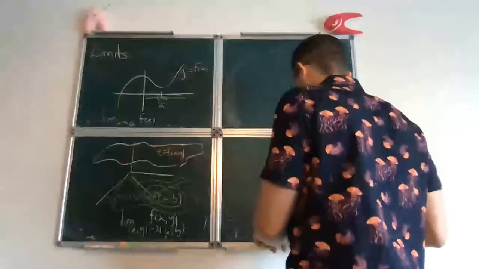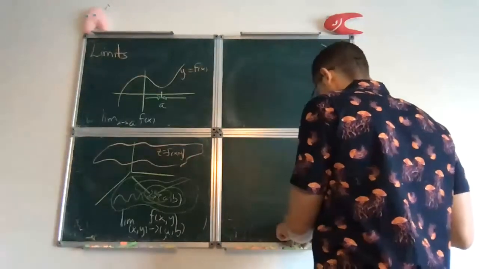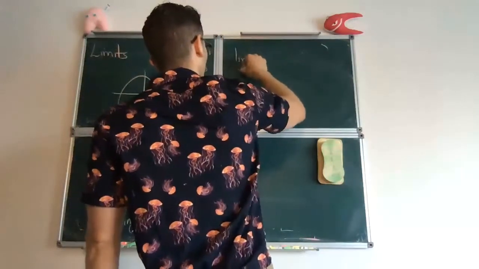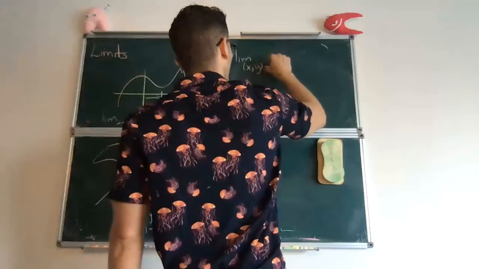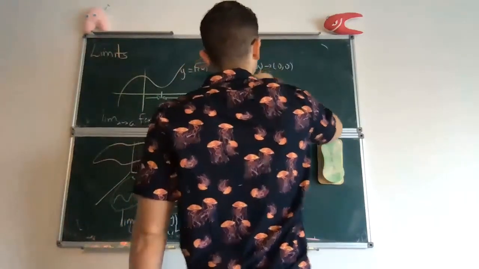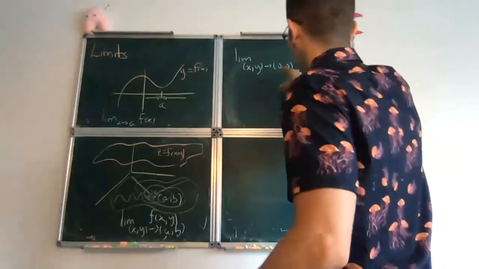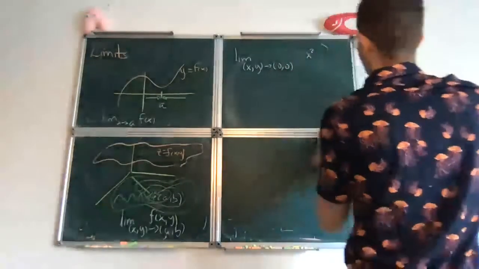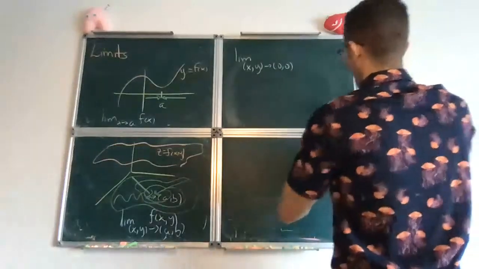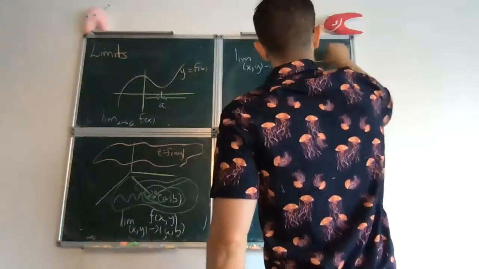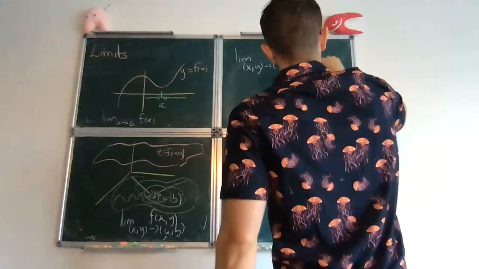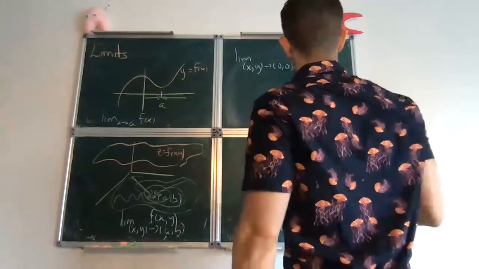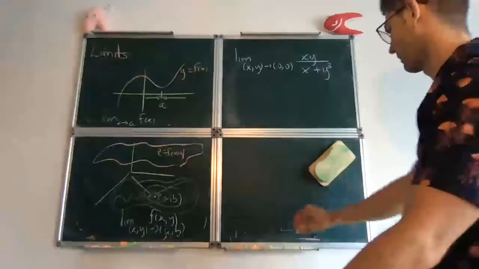Okay, let's analyze this example. Let's say that you were trying to understand the following limit: the limit as (x, y) approaches the origin of xy times (x plus y cubed). Okay.